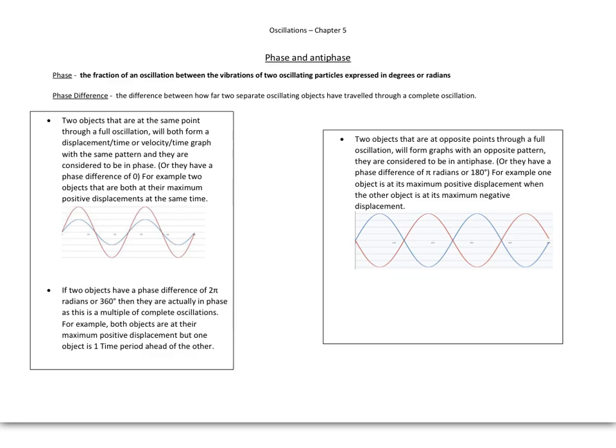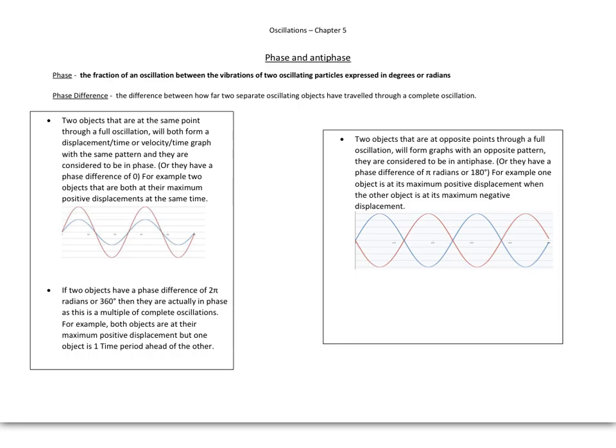And here we see phase and antiphase, where phase is the fraction of an oscillation between the vibrations of two oscillating particles, expressed in degrees or radians. And the phase difference is the difference between how far two separate oscillating objects have travelled through a complete oscillation.